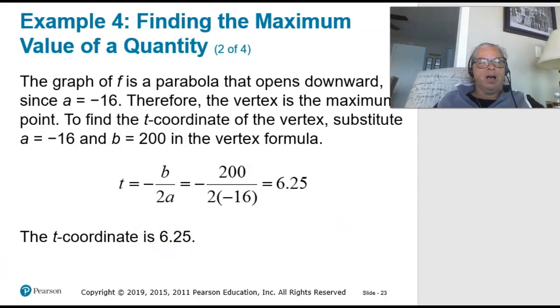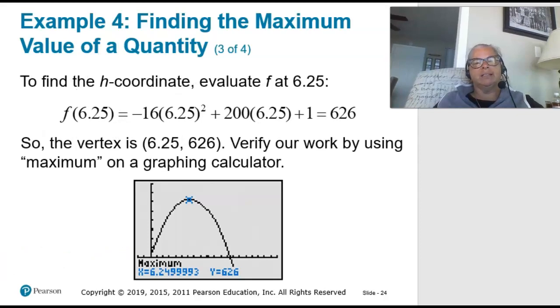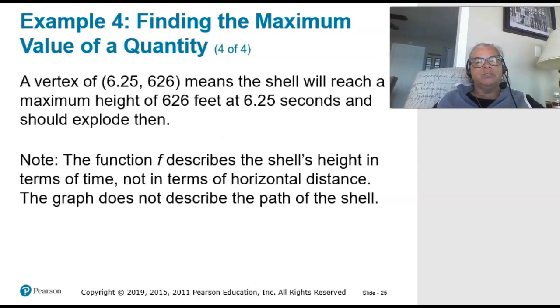So we can find the height by substituting that 6.25 back into the formula, and we find it at 626 feet. You can graph this formula in your graphing calculator and find the maximum to be exactly what we found. So to understand what the vertex means in this fireworks problem, 6.25 are the seconds, and the maximum height when it explodes is 626 feet.